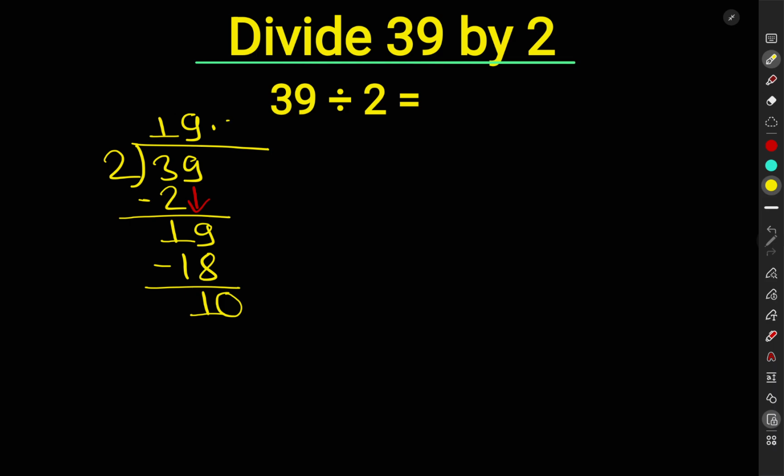So it is 2 times 5 means 10. On subtracting we get 0. So on dividing 39 by 2 we got 19 decimal 5.